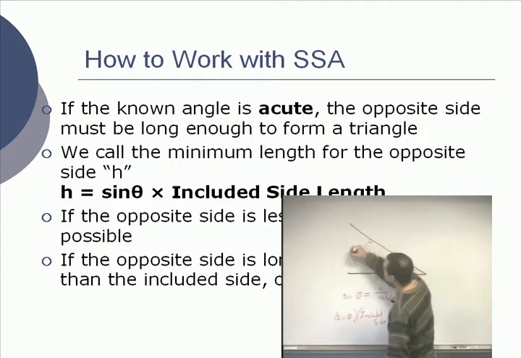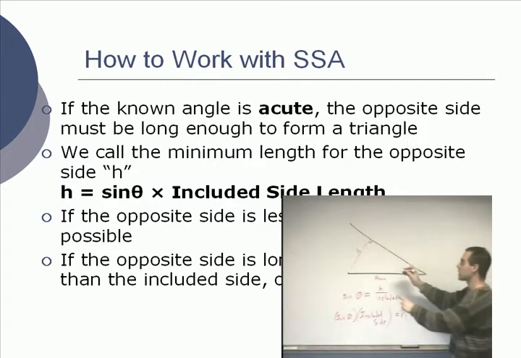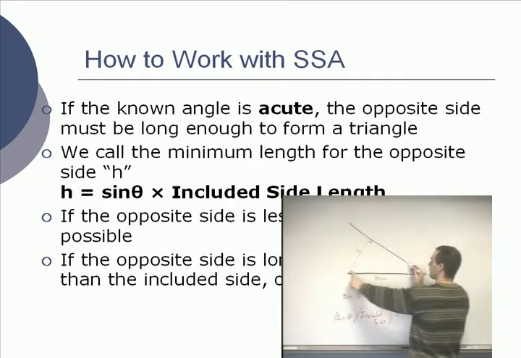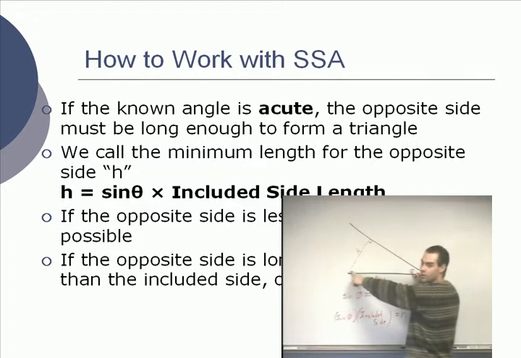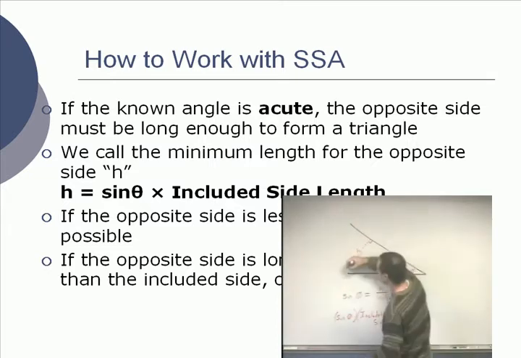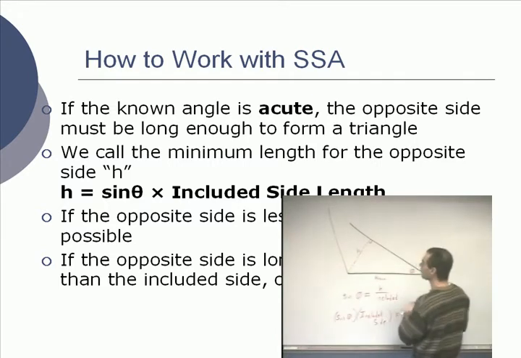And if it's longer, it can either fold out or it can fold in, and those are your two scenarios. But if it folds in, what's the longest it can be to still fit in here? It has to be shorter than the known side. So if we get an opposite side that's longer than h and longer than the known side, it can't fold in, it has to fold out. And that's our one triangle.